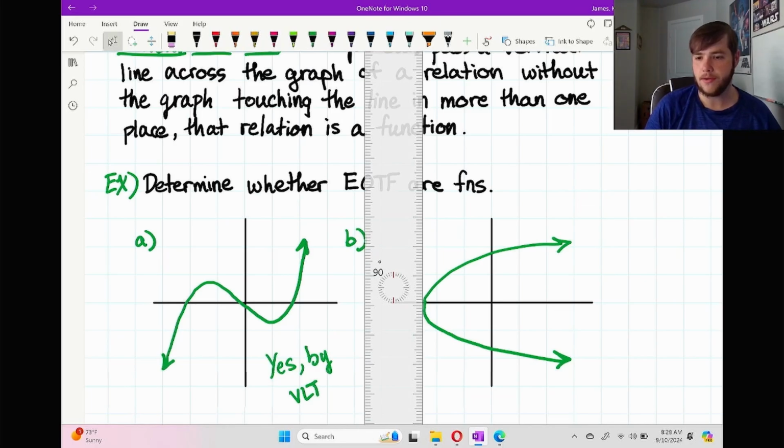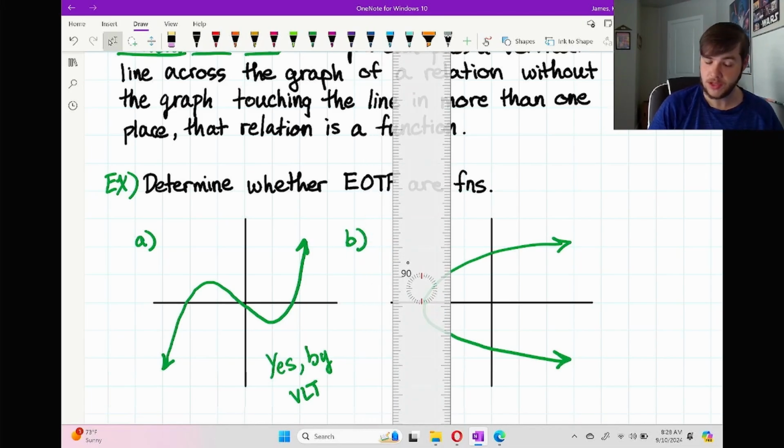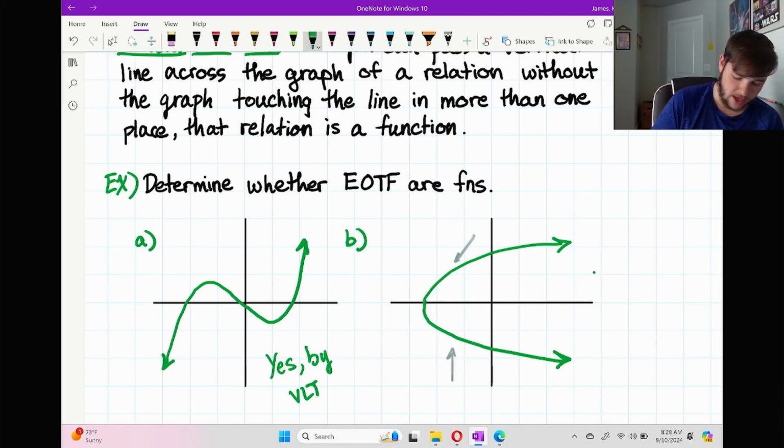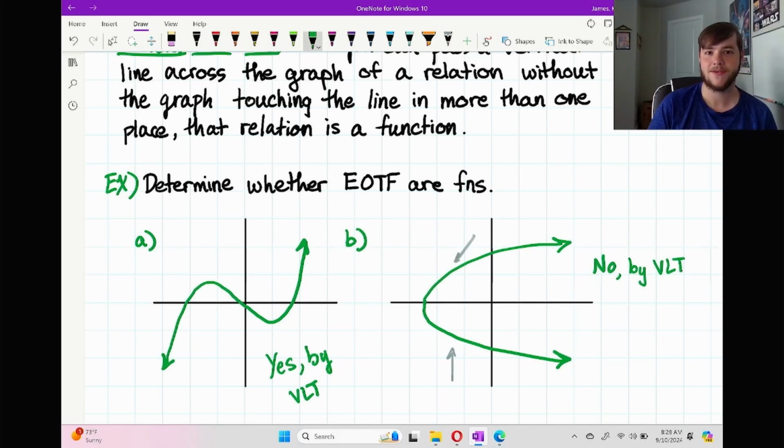Now, at this point, everything's fine. I'm touching the graph in exactly one place, but the second I move past there, now I'm touching the graph in multiple places. There. Oh, and there. Now, why does this mean it's not a function? Well, for this input value, it looks like I'm at about -1.5. I have 2 outputs. That's what the vertical line test was telling me. So this one is not a function, according to the vertical line test.